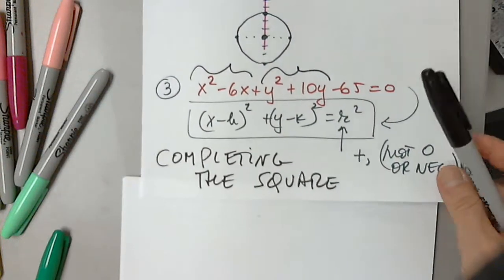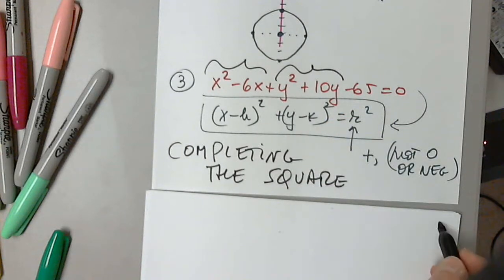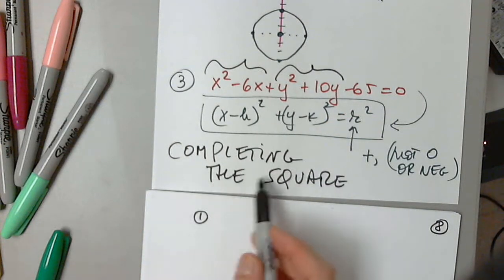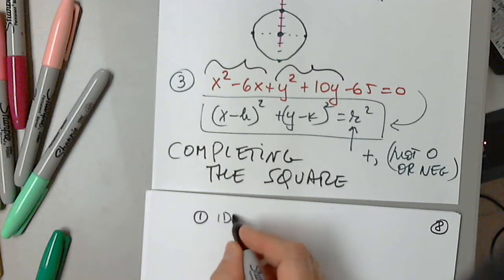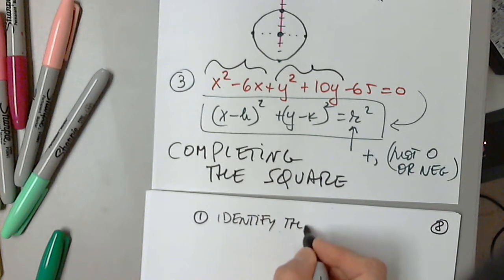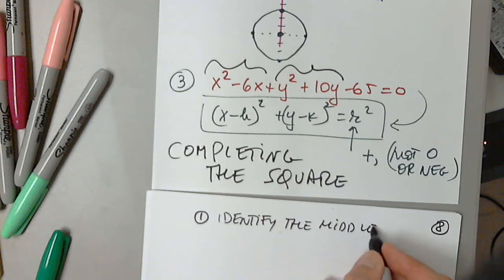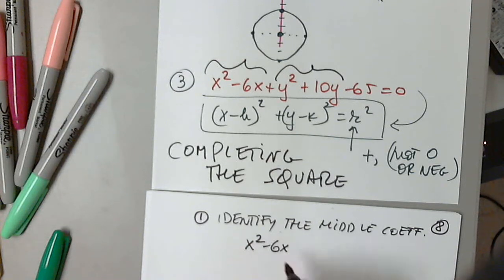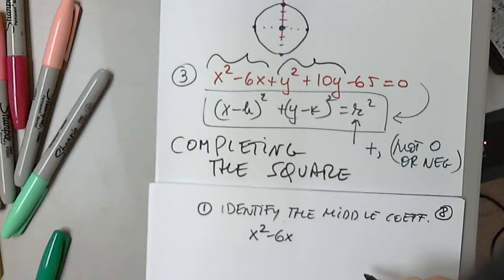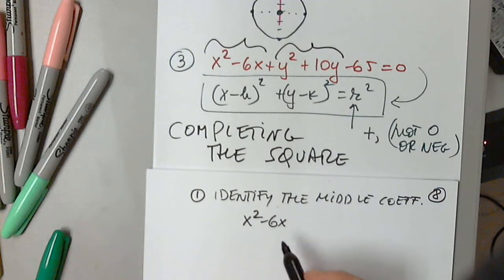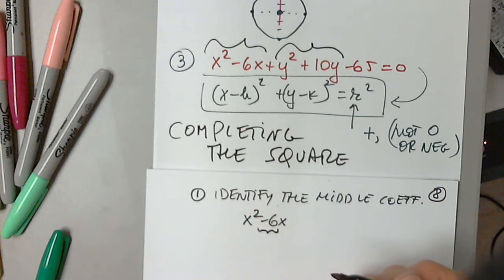Here is the step-by-step procedure to refresh your memory. Number 1, completing the square, first step. Identify the middle coefficient. The middle coefficient in x squared minus 6x is? The middle coefficient will always be taken with a sign in front. I cannot separate 6 from its sign. So one more time, this middle coefficient is?